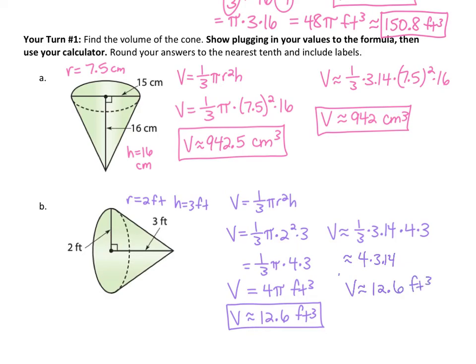So you do get the same answer in this one, but remember this one was 12.566 and goes on forever, since pi is irrational, so this is an irrational number. And that's it for your turn number 1.